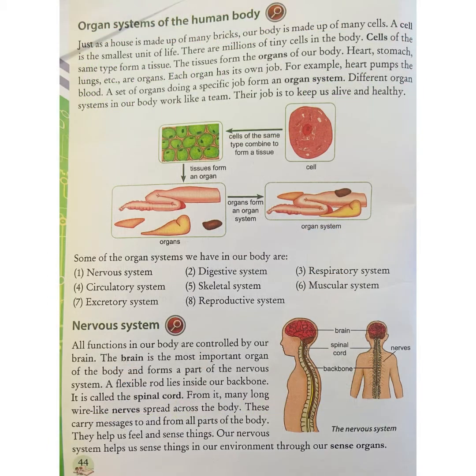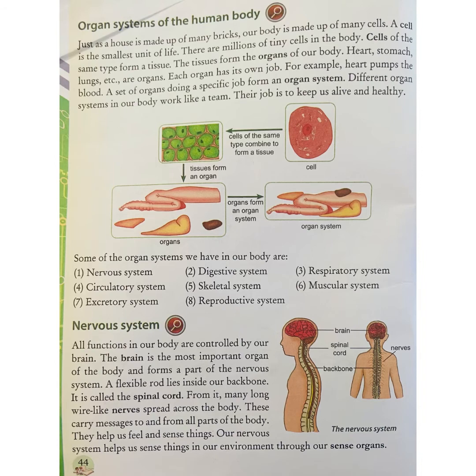Okay? Next topic is organ system of our human body. Just as a house is made up of many bricks, a body is made up of many cells. Very important, please underline from here. A cell is the smallest unit of life. This is the definition of cell. There are millions of tiny cells in the body. Cells of the same type form a tissue. The tissue forms the organ system of our body.